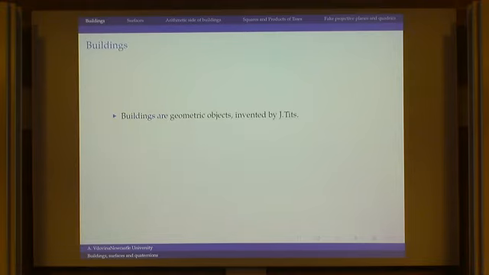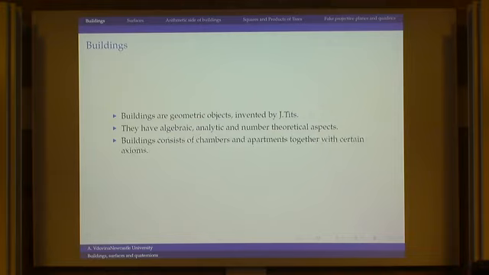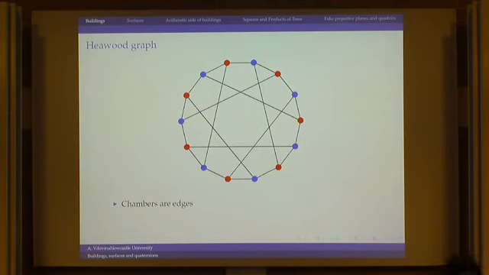Okay, so first of all, buildings, as we all know, are very exciting geometric objects introduced by Jacques Tits, and they have algebraic, analytic, number theoretical aspects. Buildings consist of chambers and apartments satisfying a certain set of axioms. Let's start with a one-dimensional building. Maybe a spherical building, the most famous one, the so-called Heawood graph.